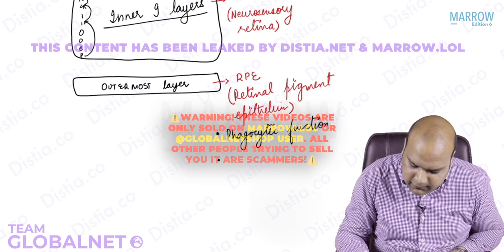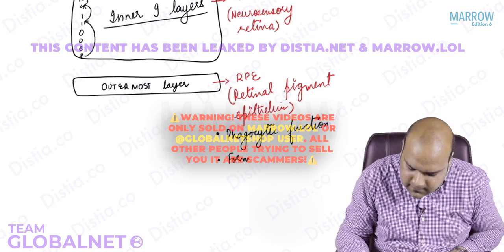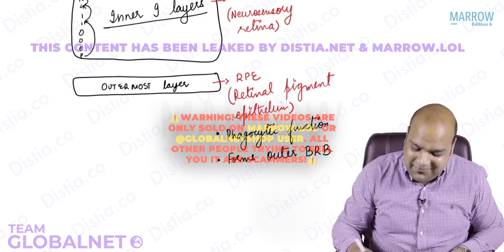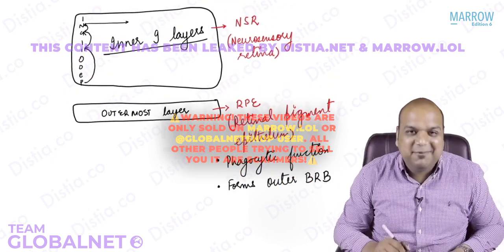And number two, it forms the outer blood retinal barrier. What is blood retinal barrier? We will see in a minute. Let us go back to the image, everybody.